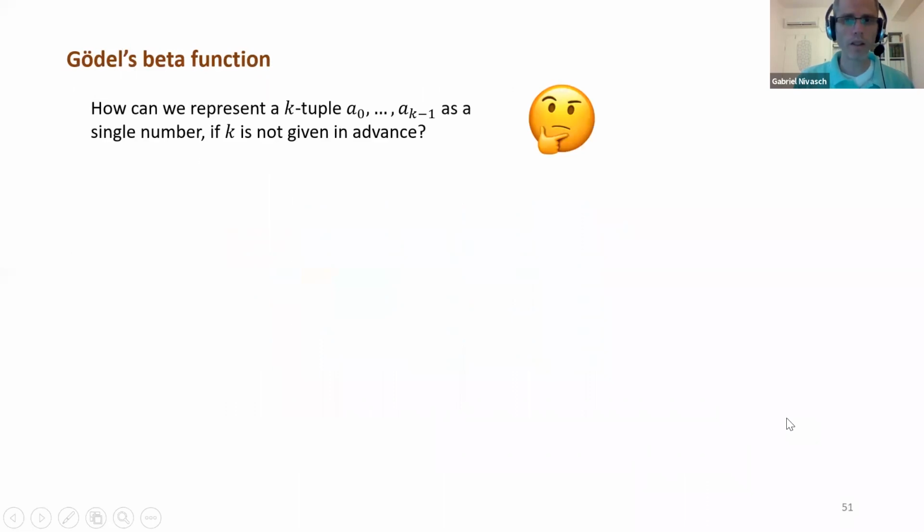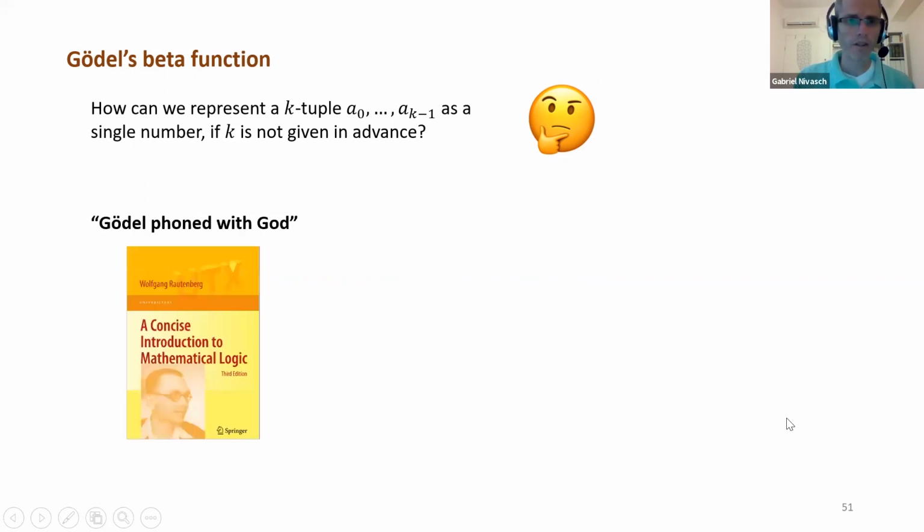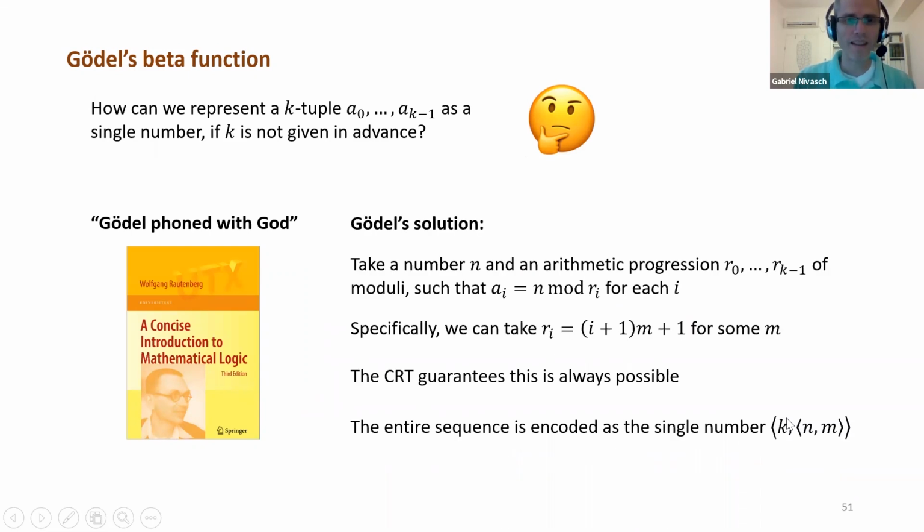And Gödel asked, how can you represent a finite sequence and access its elements in first order arithmetic if you don't know the sequence length in advance? Some people claim that Gödel found the solution with God's help. In any case, the solution that Gödel found is like this.